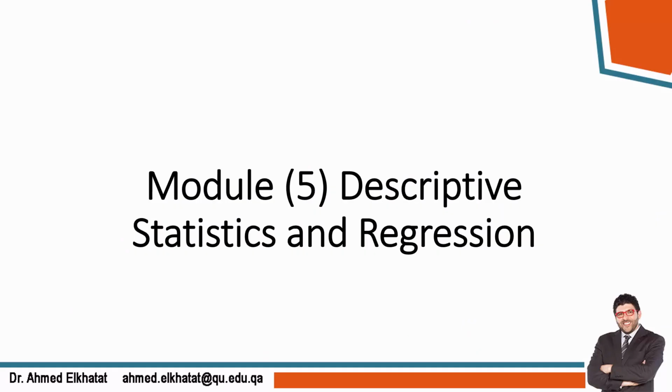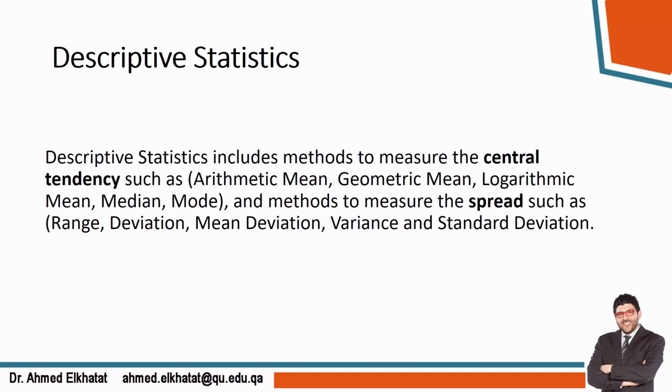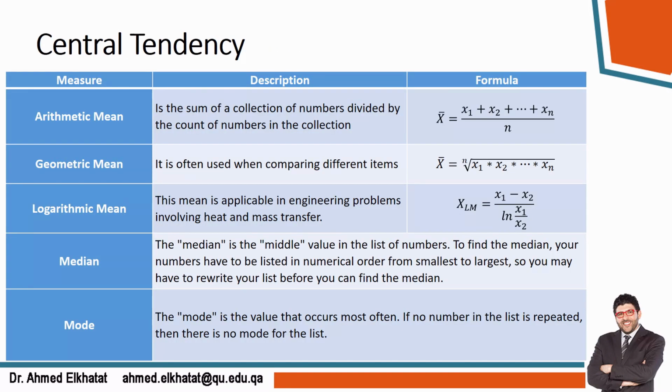And today we have Module 5, Descriptive Statistics and Regression. So let's start with Descriptive Statistics. Descriptive statistics include methods to measure the central tendency like arithmetic mean, geometric mean, logarithmic mean, median, mode, and also other methods to measure the spread like range, deviation, mean deviation, variance, and standard deviation. So let's go for more detail.